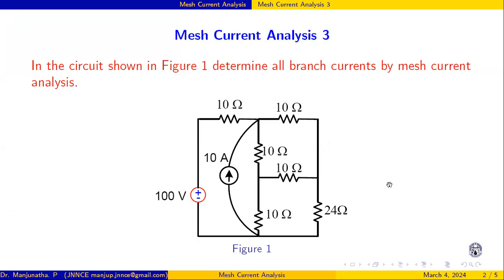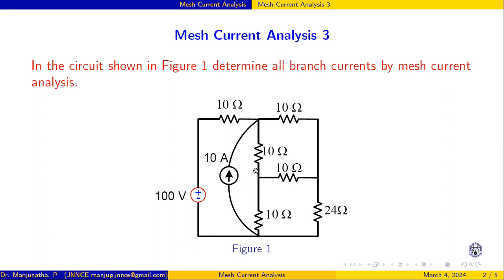Yeah, continuation of this mesh current analysis. Take one more third example. How can we apply this mesh analysis for this given diagram? The only thing is we have to determine all the branch currents. The task is branch currents, meaning what is the current in this 10 ohm, 10 ohm, 10 ohm, this 10 ohm, this 10 ohm, and 24 ohm.